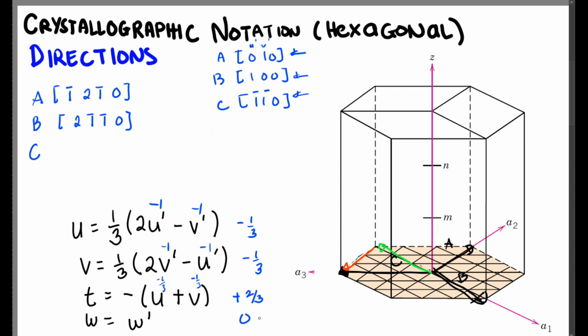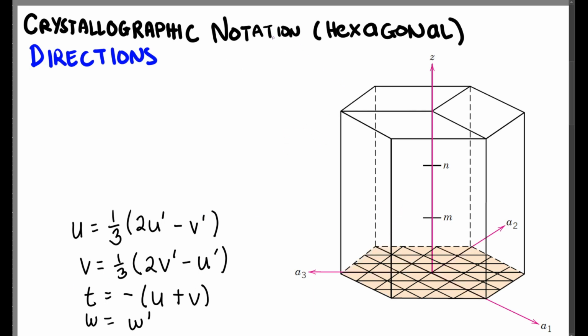Again, reduce this to, or become integers. For this one, we have 1, 1, 2, 1 bar, 1 bar, 2, 0. 1 bar, 1 bar, 2, 0. And here, you can see that we're just arranging the indices. In this case, it is more apparent that vectors A, or the directions A, B, and C, are actually in a family. They are crystallographically equivalent directions.